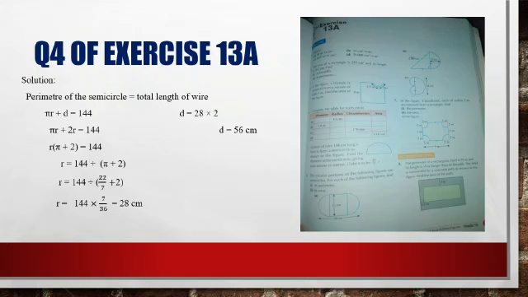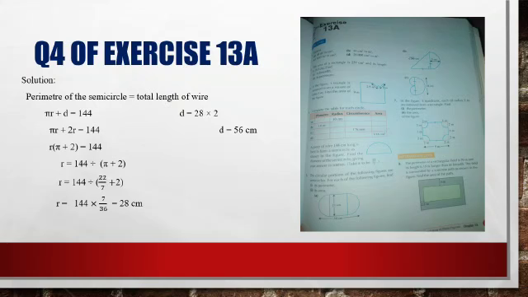As you know, that wire has been bent to form a semicircle. So in semicircle, there are only two boundaries. One is diameter, the other one is the curved path. So you can write perimeter of the semicircle is equal to total length of wire, like you can say pi r plus d. You know, the full circumference is 2 pi r, for half it will be pi r. So the length of the curved path will be pi r, and the other boundary, that is diameter, you can see from the figure. So pi r plus d is equal to 144.